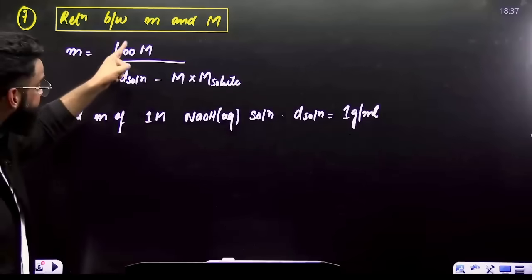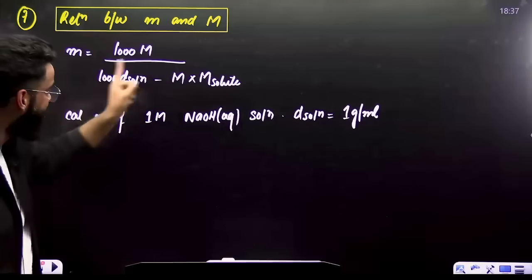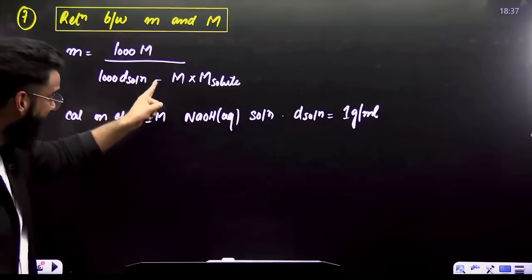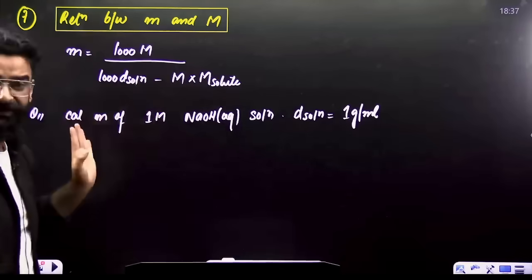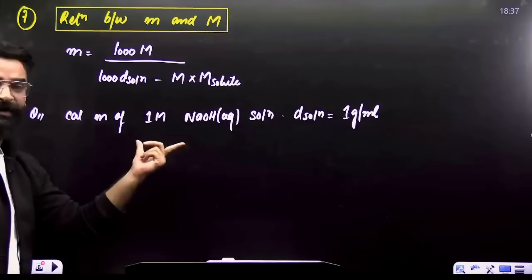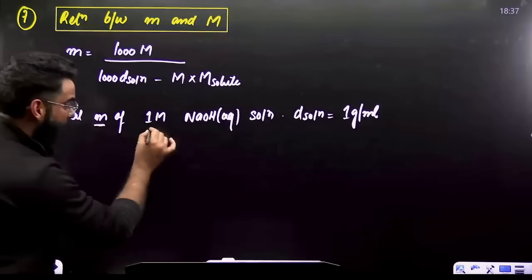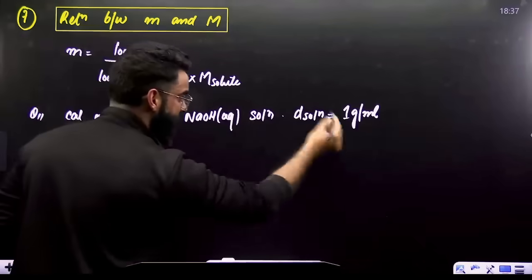Molality is equal to 1000 times molarity of the solution divided by 1000 times density of solution minus molarity times molar mass of solute. For example, this survey question will be asked. Calculate the molality of 1 molar NaOH aqueous solution whose density is given.